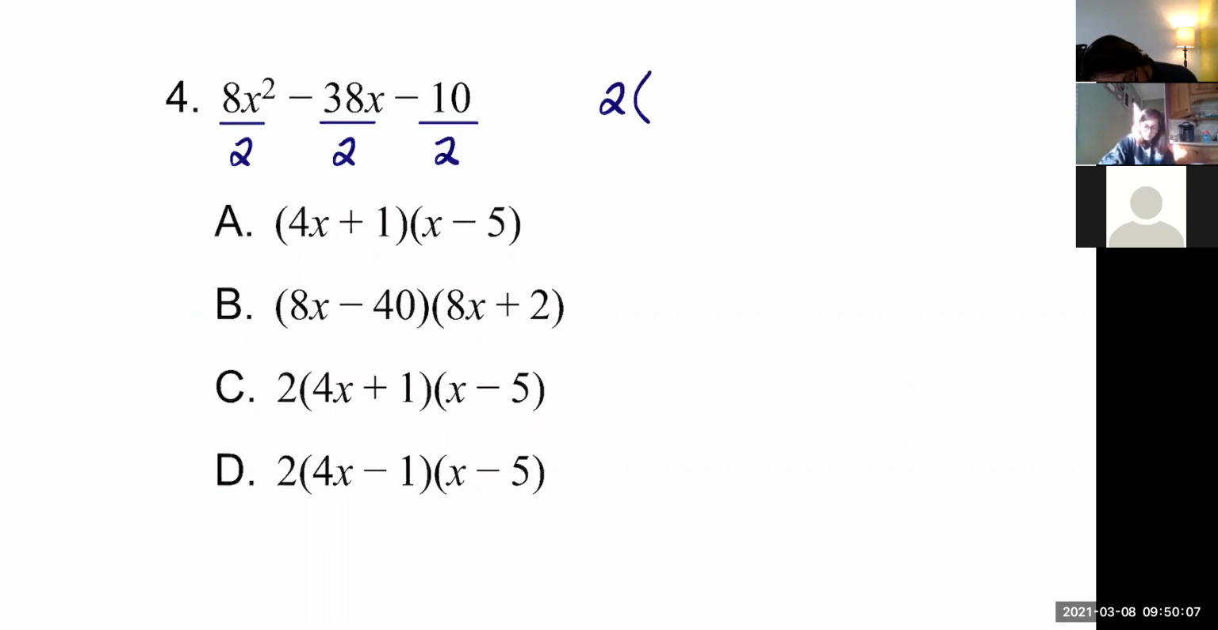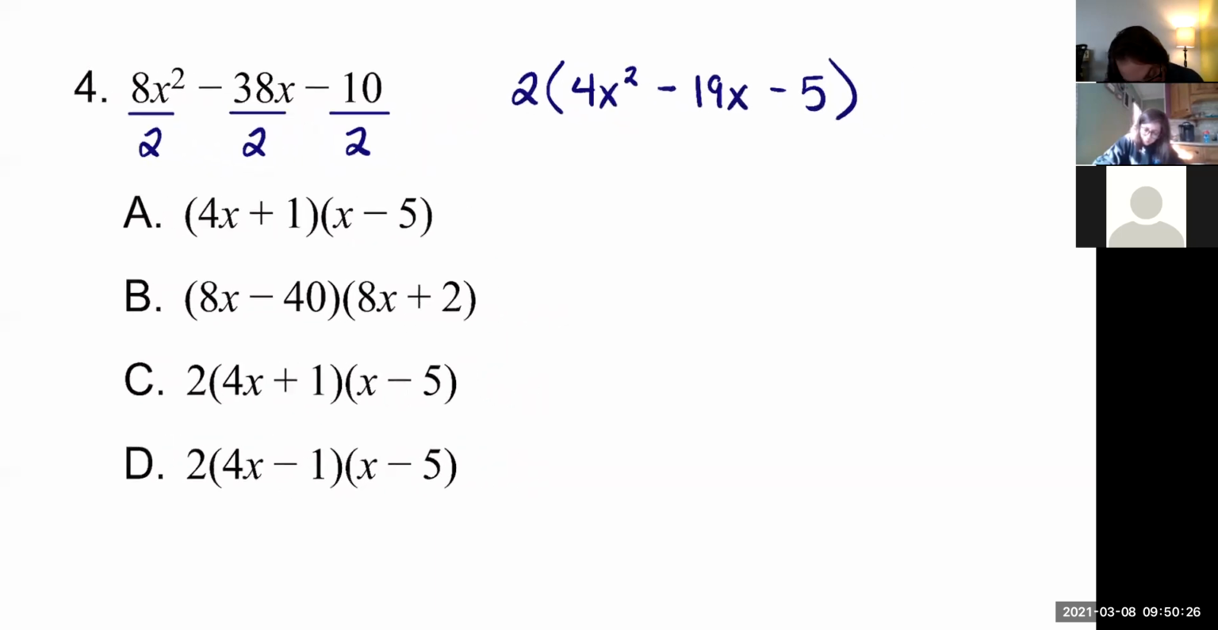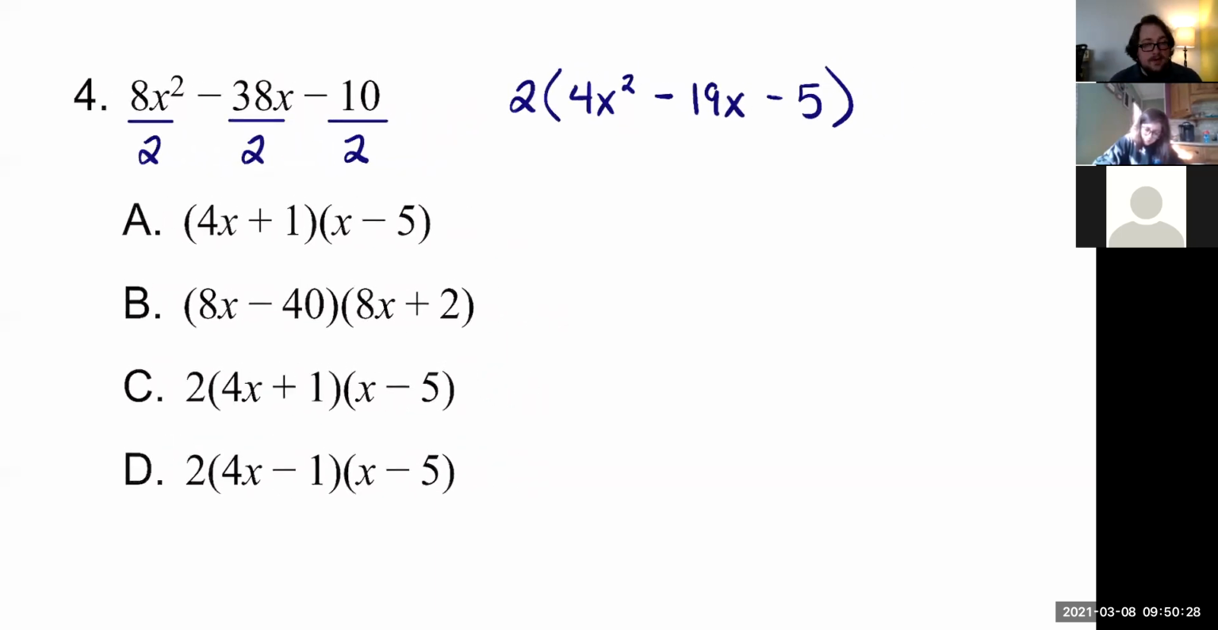Set it aside. 8x squared divided by 2 should give me 4x squared. -38x divided by 2 gives me a -19x. And -10 divided by 2 gives me a -5. With that out of the way, still need to factor a little bit further.